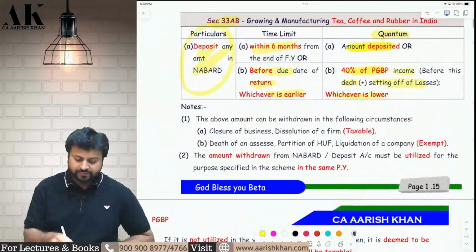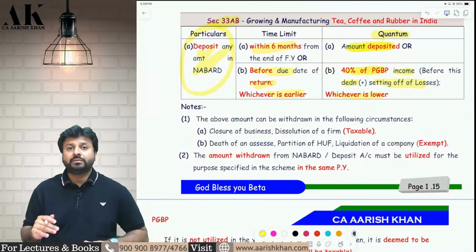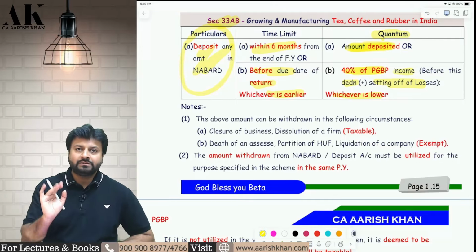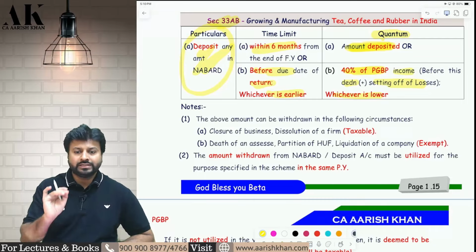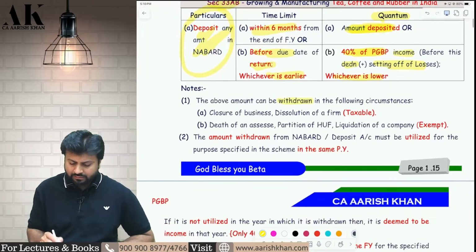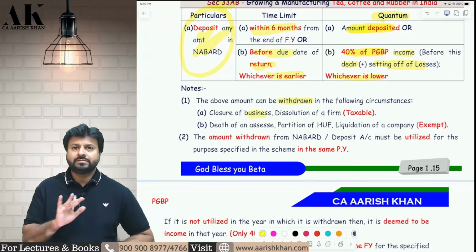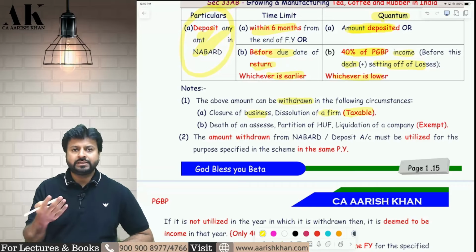Now, the amount which I have deposited in NABARD, can I withdraw that amount or not, sir? Is it allowed for me to withdraw that amount or not? It is allowed for you to withdraw that amount in some circumstances, but in some circumstances, if you withdraw that amount, it is taxable. In some circumstances, if you withdraw that amount, it is exempt. For example, you can withdraw that amount in the following circumstances. If there is a closure of business, or if there is a dissolution of firm, then it is taxable. You can withdraw in these two cases, then it is taxable.